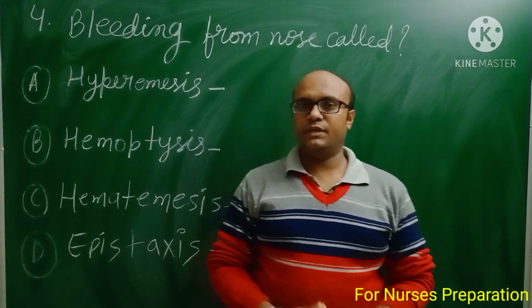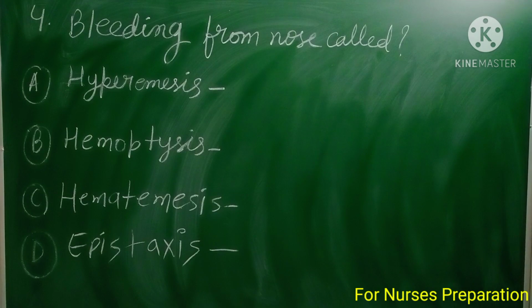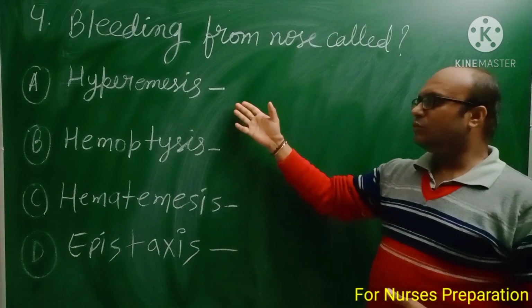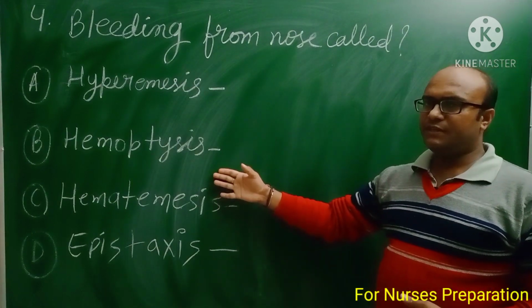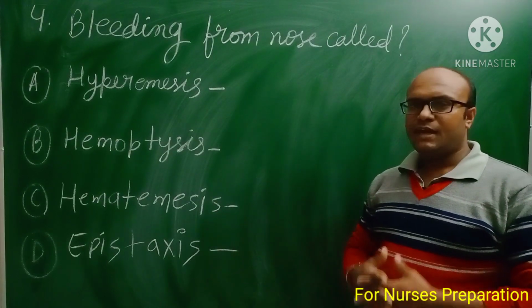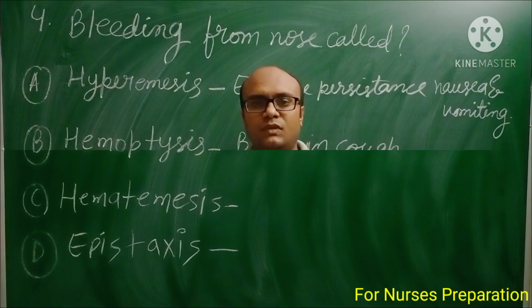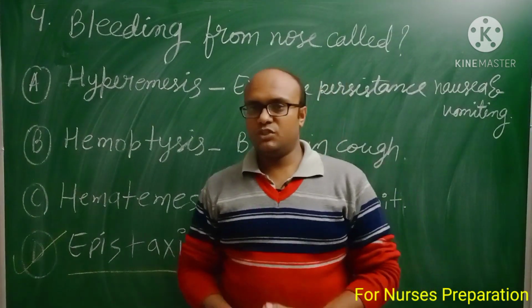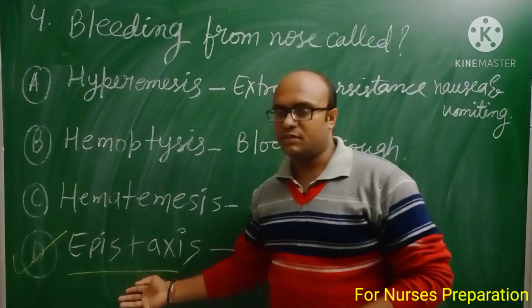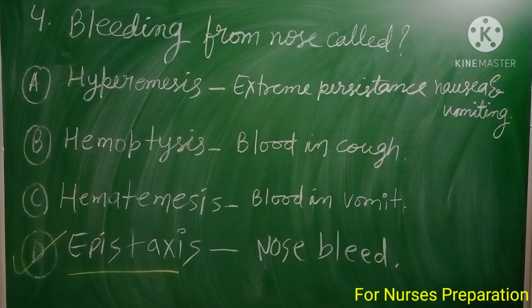Question number 4 is bleeding from nose called option A hyperemesis, option B hemoptysis, option C hematemesis, option D epistaxis. Nosebleed in one word. The right answer of this question is option D epistaxis. Epistaxis is a condition in which nosebleed occurs or bleeding from the nose is called epistaxis.